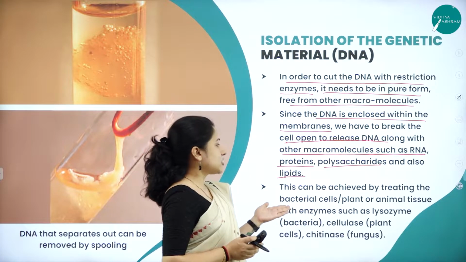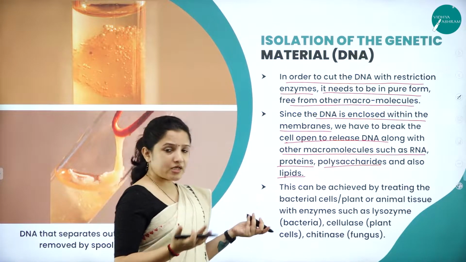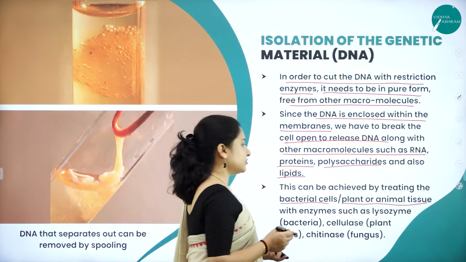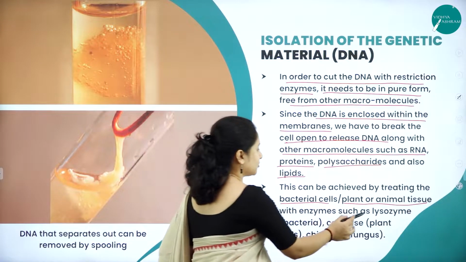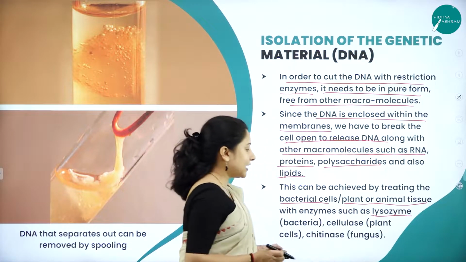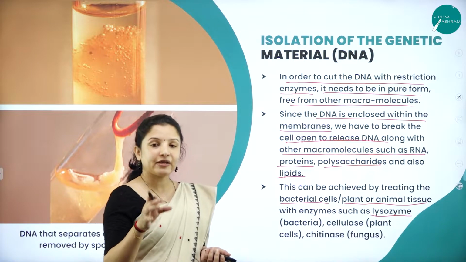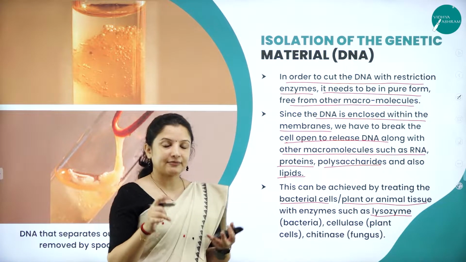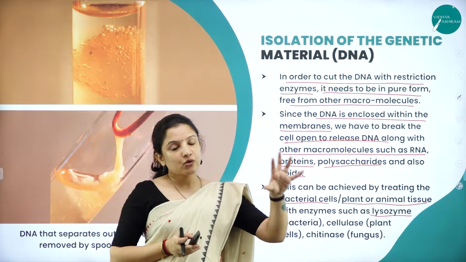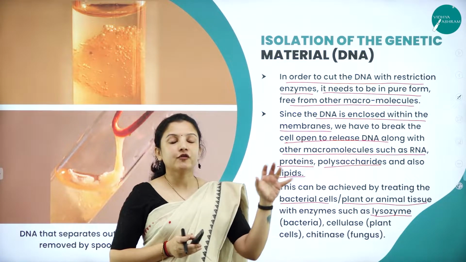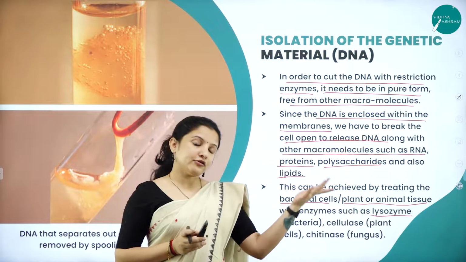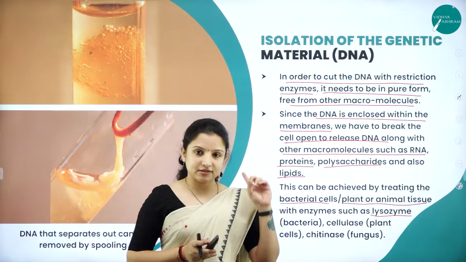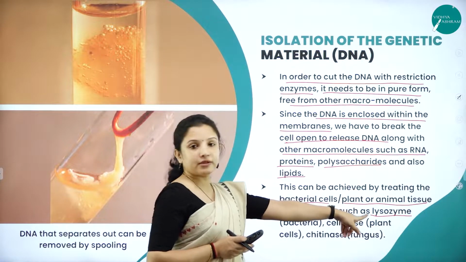So this can be achieved by treating the cells, be it bacterial cells, plant cells or animal tissues, with an enzyme called lysozyme. What is lysozyme? Lysozyme is an enzyme that will lyse the cell wall. Say, for example, you need to isolate the DNA strand from a bacterial cell. Can you use any of the enzymes to isolate the DNA strand? No. If it is bacteria, then you need to use only lysozyme.